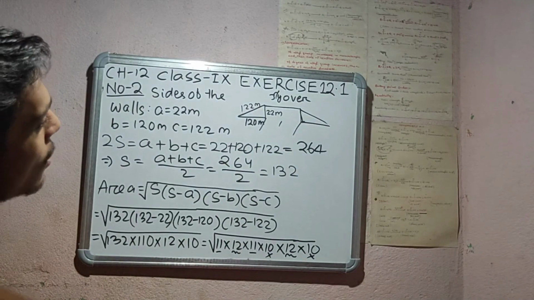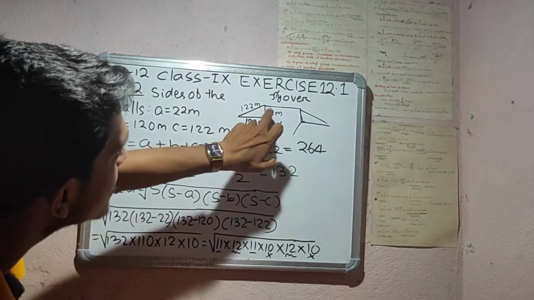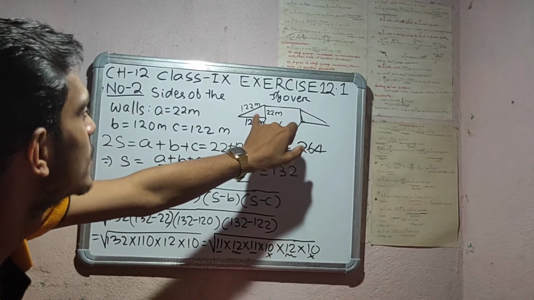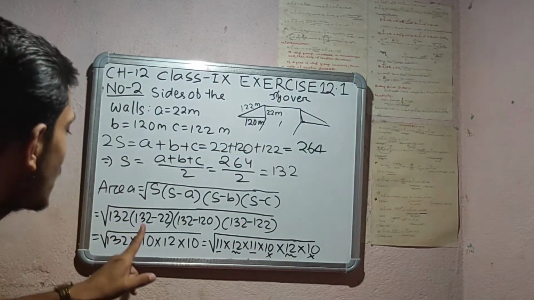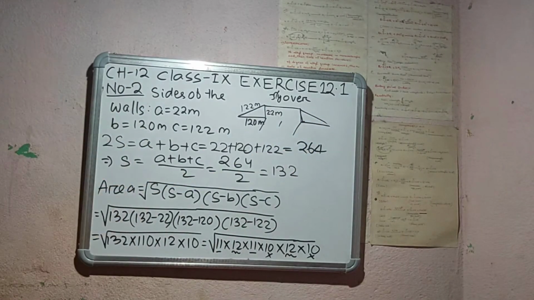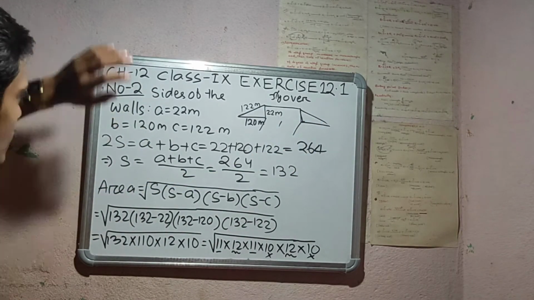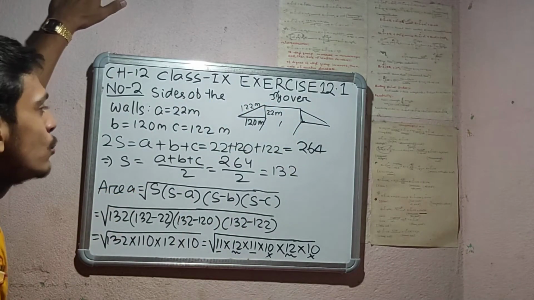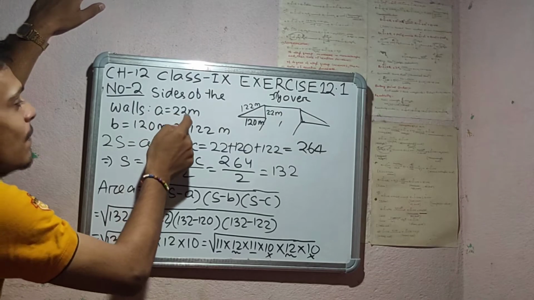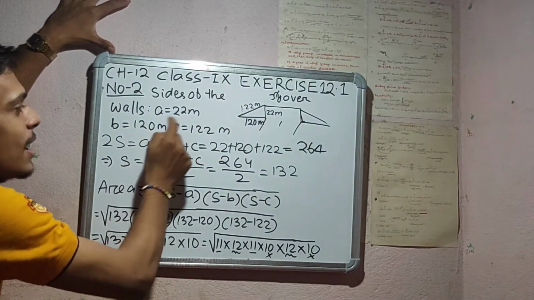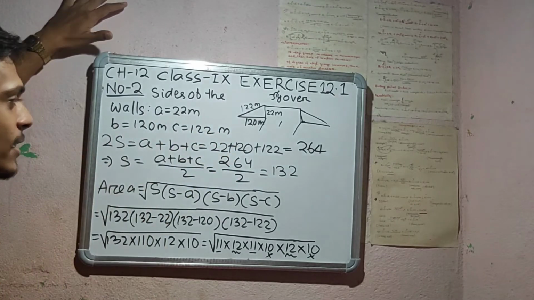This is one triangular side, and this is the other triangular side. So these are two triangular sides. After finding the area, we have to multiply by 2. First we find the area of one triangular side, then multiply by 2. Given A equal to 22 meter, B equal to 120 meter and C equal to 122 meter.